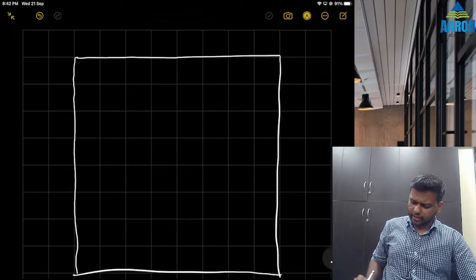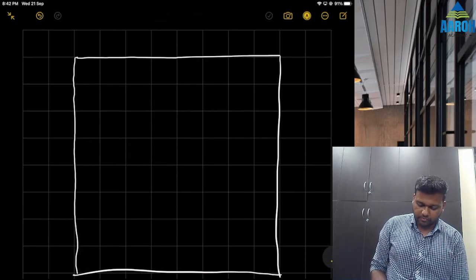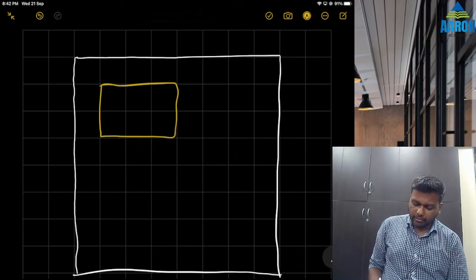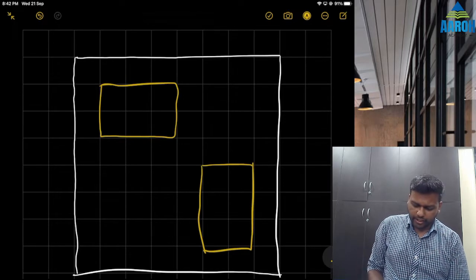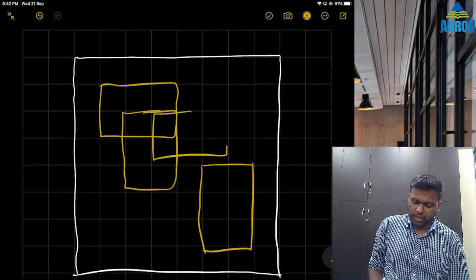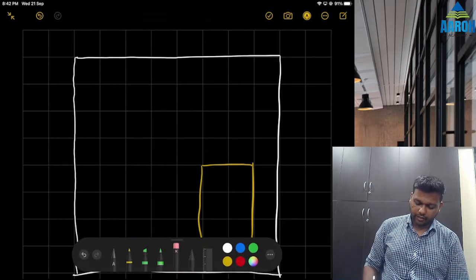How can we make 2 by 3 rectangles? One rectangle can be like this, height is 2, width is 3. Some other rectangle might be like this, width is 2, height is 3. Some rectangle might be like this also. So there will be multiple rectangles, and we have to count them all. Let's try to think carefully.